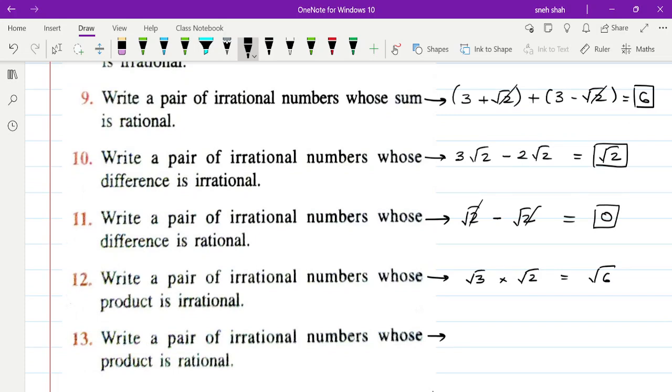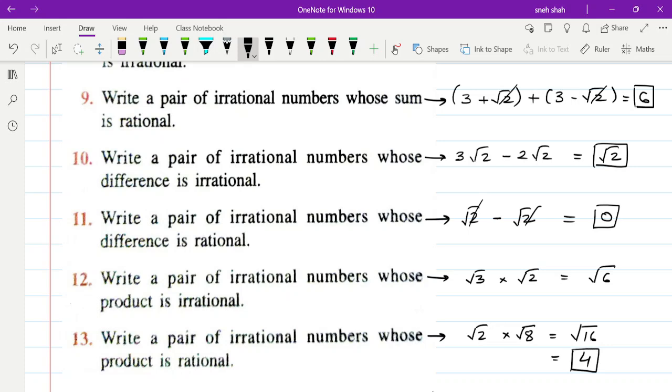In the question number 13, we have to write a pair of irrational numbers whose product is rational. So let's say I'll multiply root 2 with root 8, which are both irrational, but the product is root 16, which is equal to 4, and that is a rational number.